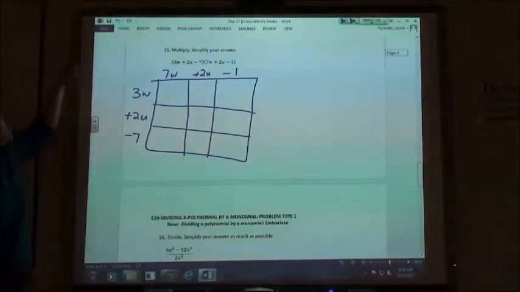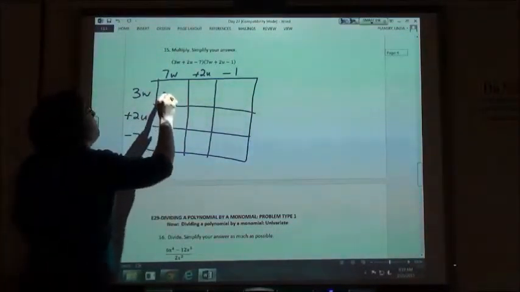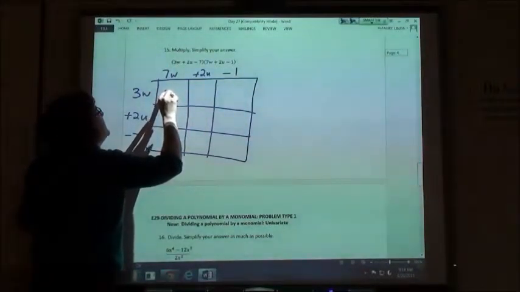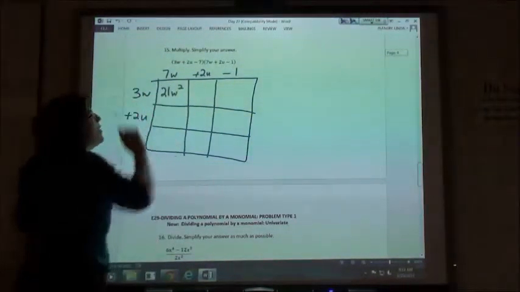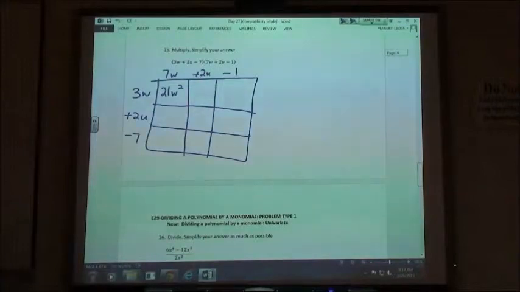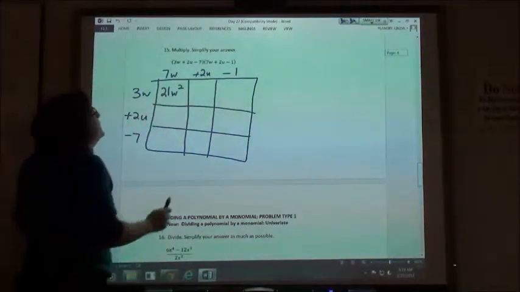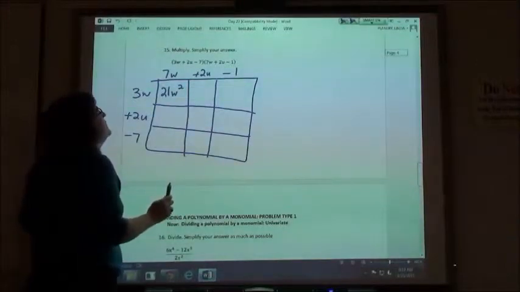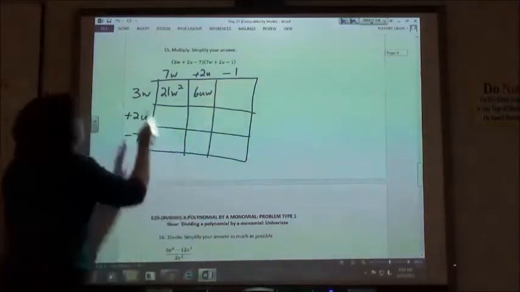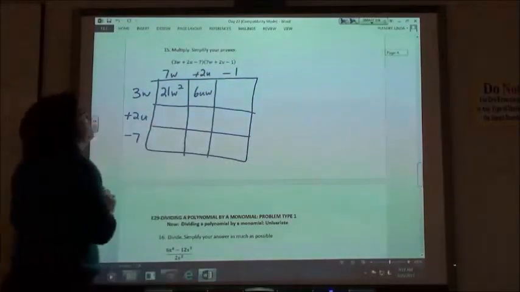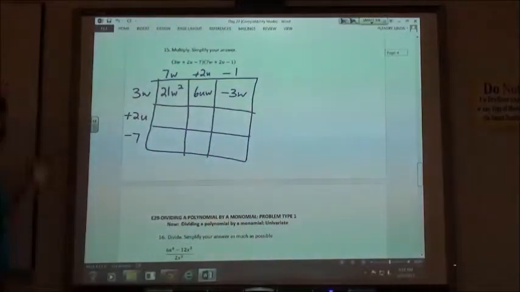So taking my 3w times each of those. 3w times 7w, 21w squared, right? Both of them have w's. 3w times 2u, 6uw. 3w times minus 1. Negative 3w. So we got the first one multiplied out.